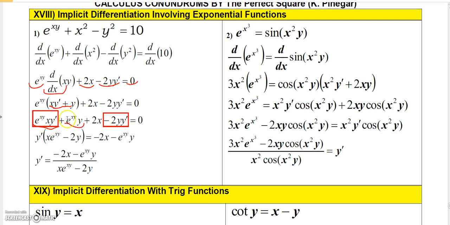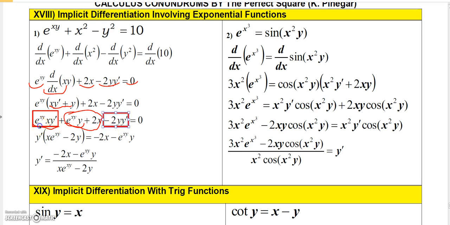Now I actually left out a step here, but let me talk you through it. I'm going to have to take these two terms and move them to the other side of the equal sign because they don't have the y prime. So when I move these two terms over, the 2x will become minus 2x, and the e to the xy times y will become minus e to the xy times y. And then that'll just leave me with these two terms that I've got boxed in these rectangles.